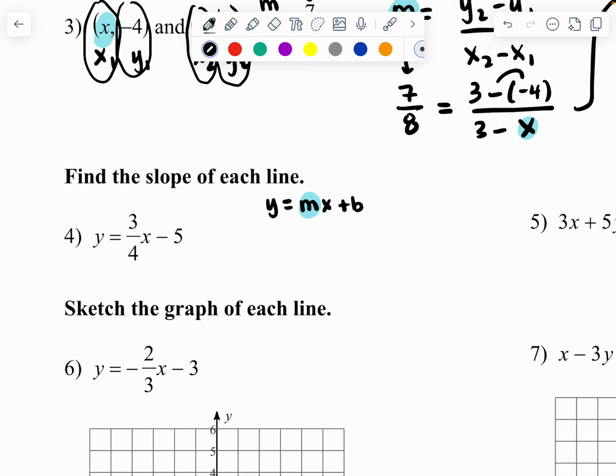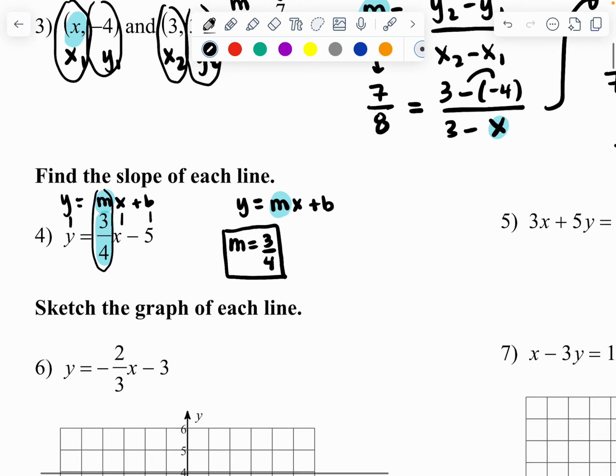So am I in that form? Well, let's write it out. Y equals mx plus b. Okay, you guys notice I've got the y, I've got the m right here, I've got the x, and I have the b. So I've got everything. So basically my m is just a number in front of the x. So I could just say that m equals 3/4. Okay, so if you're in y equals mx plus b form, the slope is just the number in front of the x. You don't really have to do much.